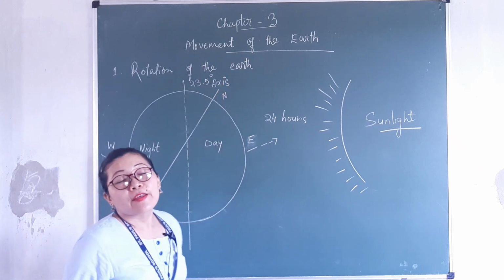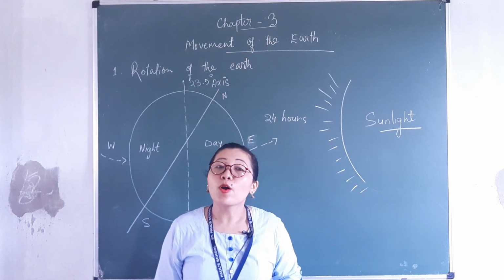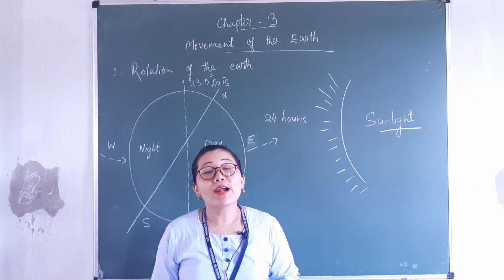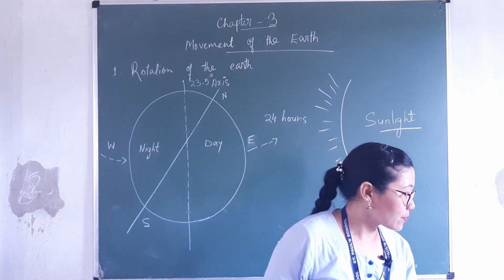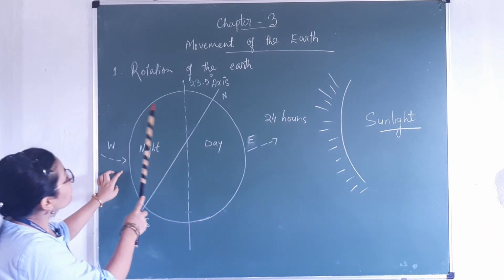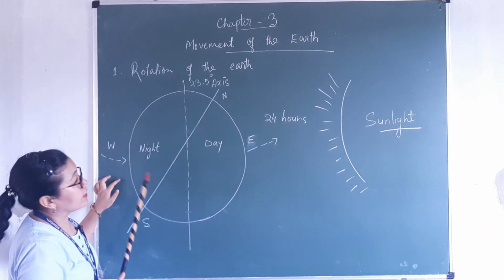Movement of the Earth. There are two movements of the Earth, that is rotation and revolution. First we will do rotation of the Earth. Okay? Now see this diagram carefully.